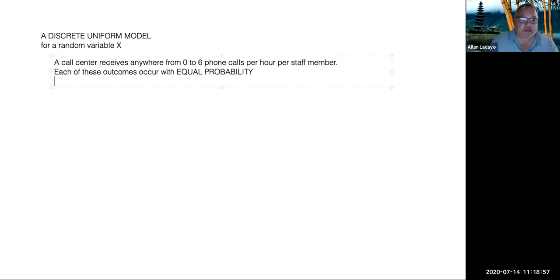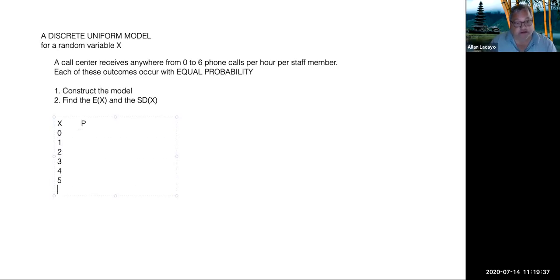And so first step, construct the model. Second step, find the mean and the standard deviation of the model. So what we do in this situation is one of two things. First, let's build a model. Zero, 1, 2, 3, 4, 5, 6.